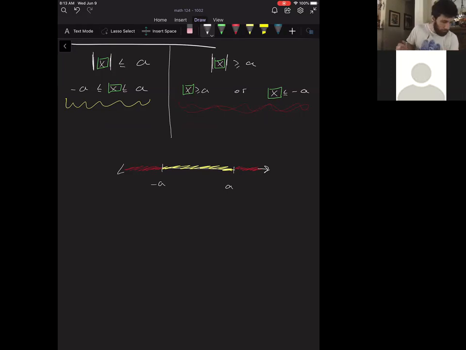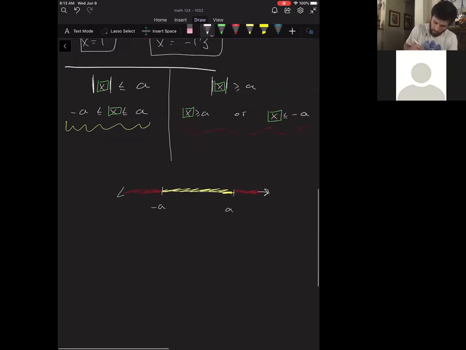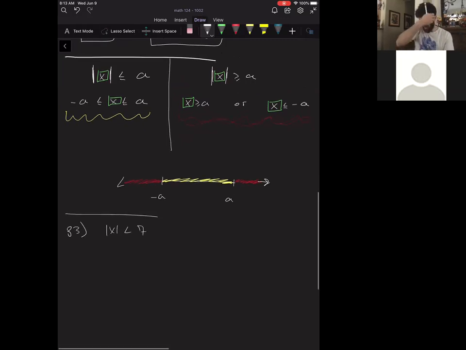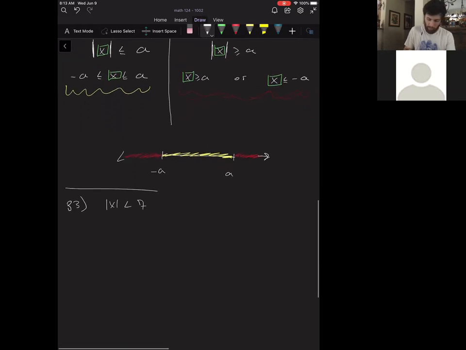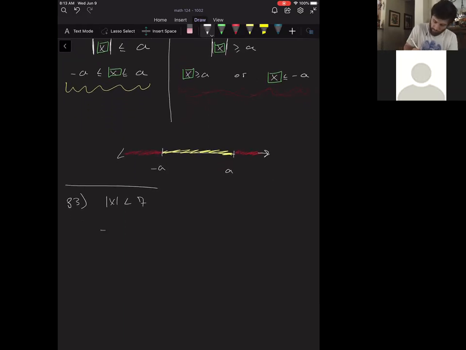Let's do just 33. Let's start with a basic one. Here we want to solve the absolute value of x is less than 7. Basically how this setup is, on the top left we have the absolute value being less than something. So all this means is we just do minus 7 less than x less than positive 7. In this particular problem, there's really nothing else to solve. So this is just what this means.